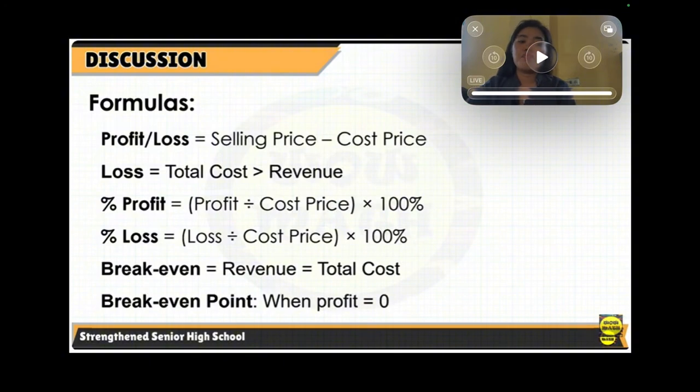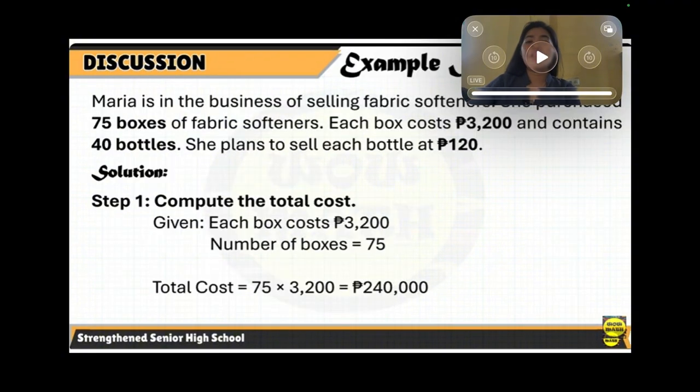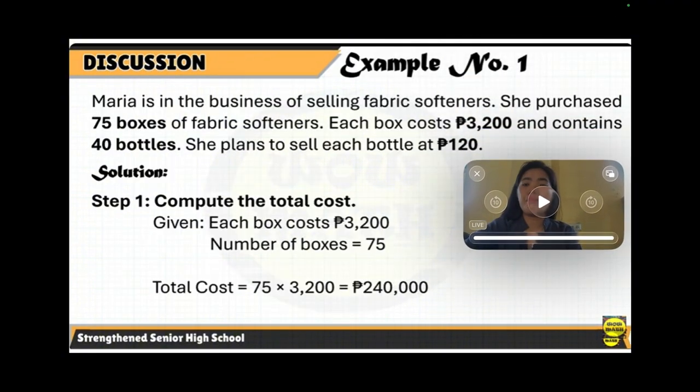So the cost price is just returned. So that's break even. Okay? Or in our dialect, tabla ra. So the break even point is when profit is equal to zero. No profit at all, but no loss at all. That's break even. So let's have example number 1.